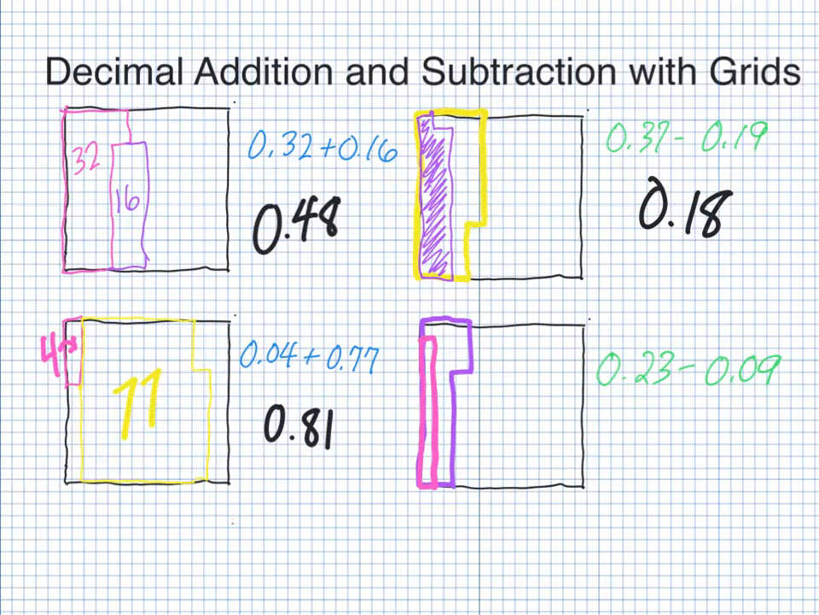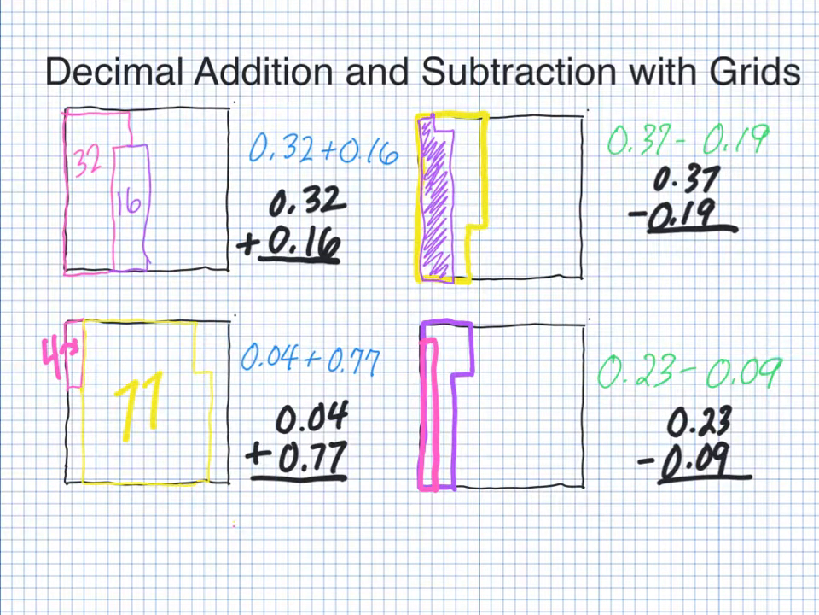And we follow the same pattern with this last one here. We have 23 hundredths. That's in the purple. And then I shaded, of those 23, I shaded in 9, so we got rid of those 9, which left me with 14 left. 1, 2, 3, 4, 5, 6, 7, 8, 9, 10, 11, 12, 13, 14. So my answer is 14 hundredths. So that is how you use the grids.